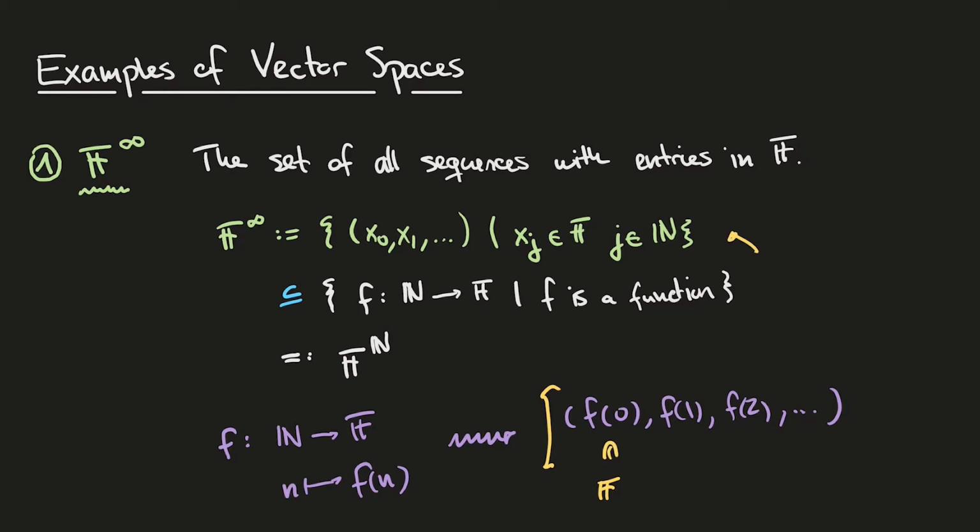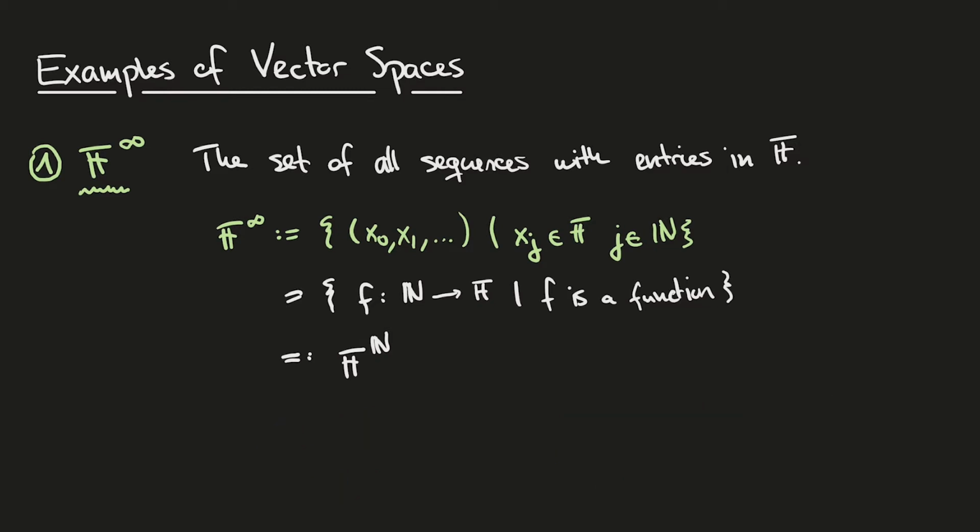So we've just shown that for each function from N to F, we can get a corresponding sequence with entries in F. So this proves the other inclusion. And so this shows that indeed what I wrote before is correct. We have an equality between these two sets. Okay, so far we've defined the underlying set of F infinity, and I've given you 2 ways to look at it, either as the set of sequences with entries in F, or as the set of functions from the natural numbers to our field F.